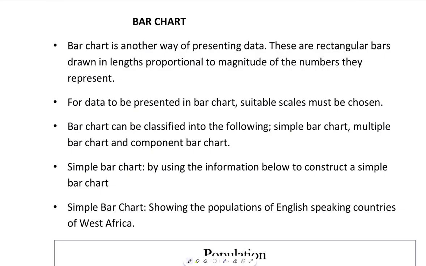Now, what is a bar chart? A bar chart is another way of representing data, and they are always in rectangular bars. These bars are drawn in length proportional to the magnitude of the number they represent.